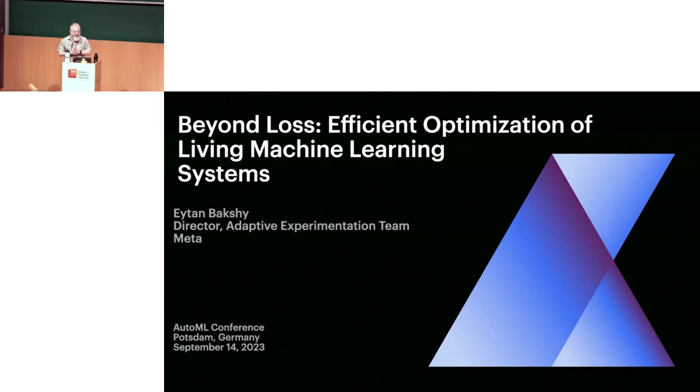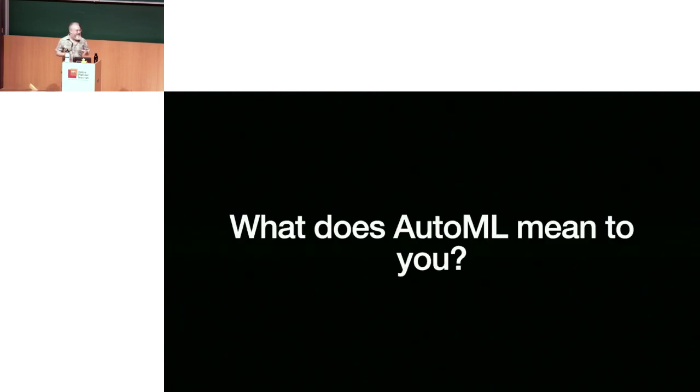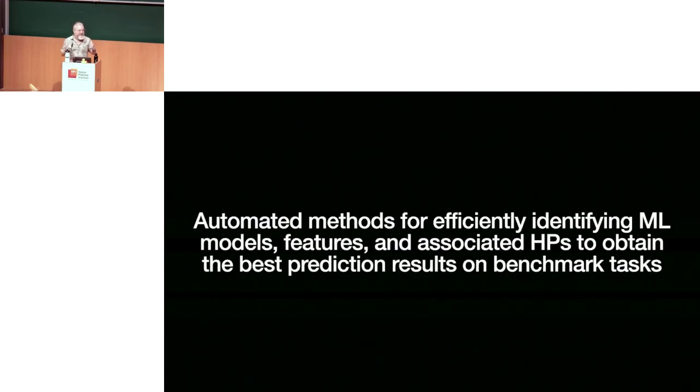Okay, so I'm going to be talking today about AutoML in the real world. If we think about AutoML and what it means to many of us in the academic community, we think about efficiently identifying models, architectures, features, hyperparameters that allow us to make good predictions on various benchmark tasks. We have a controlled benchmark, we're building these systems, and that's how we build cumulative knowledge.